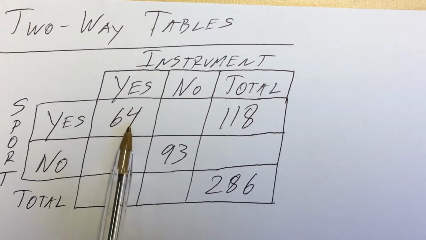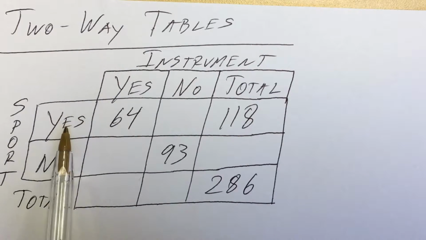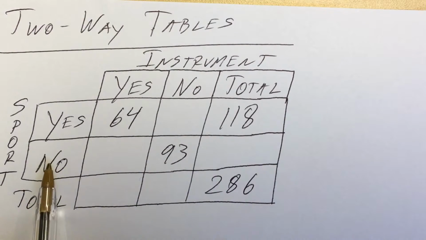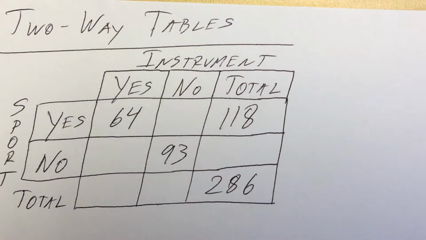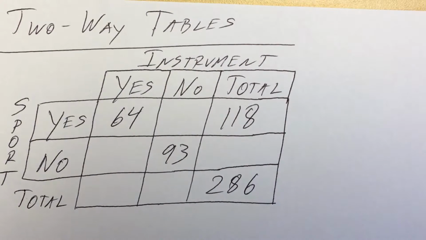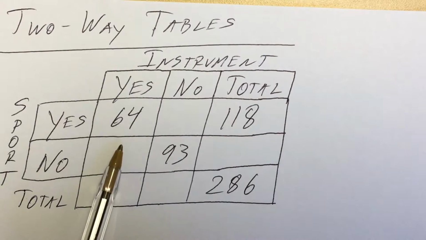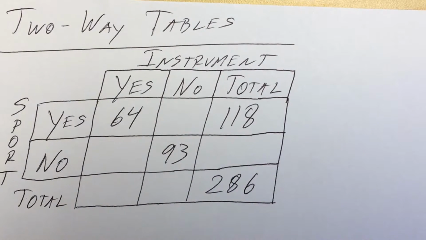The numbers given: 64 people said yes, they play a sport and they play an instrument. 93 people said no, they do not play a sport, and no, they do not play an instrument. The total number of yeses for a sport is 118. And this bottom right corner, 286, represents 286 people that were surveyed in this survey. To solve the question, we need to fill in the missing numbers.